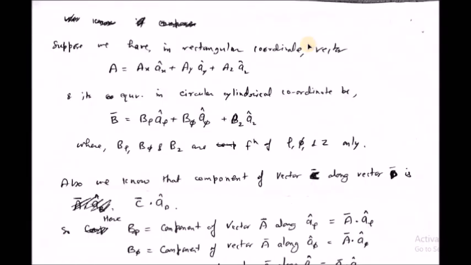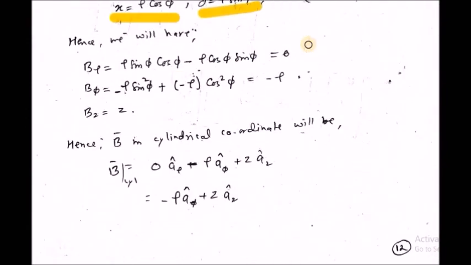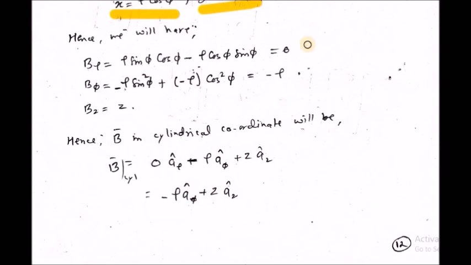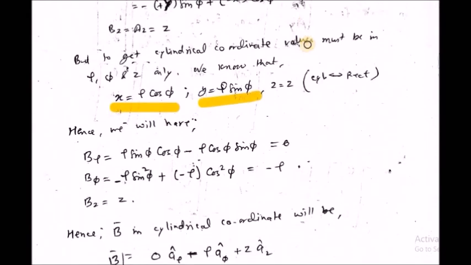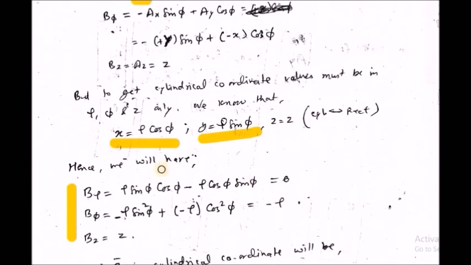Okay, so I just use this relation and substitute. In place of x put rho cos phi, in place of y put rho sin phi, in place of z keep the value of z. Then B rho will be rho cos phi sin phi minus rho cos phi sin phi, this is 0. B phi is like this, minus rho sin square phi plus minus rho cos square phi.